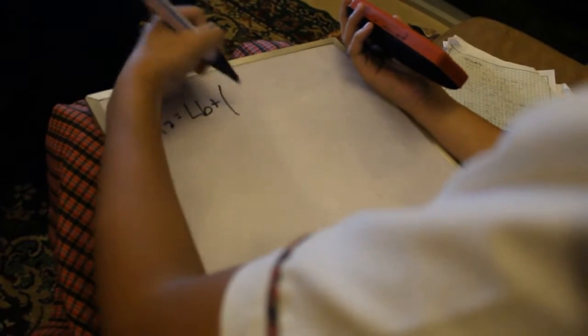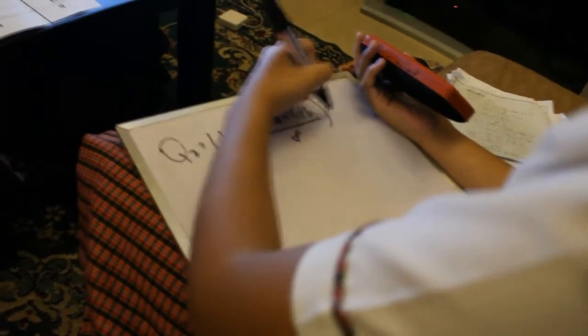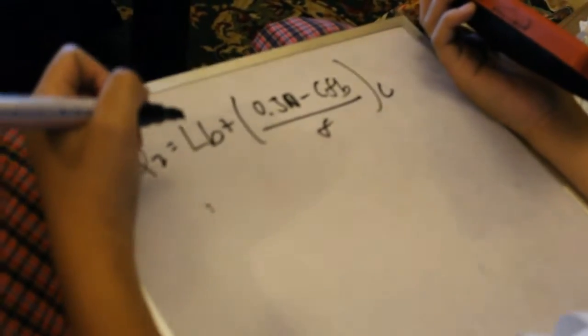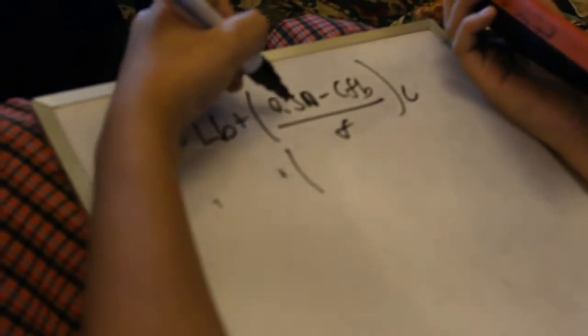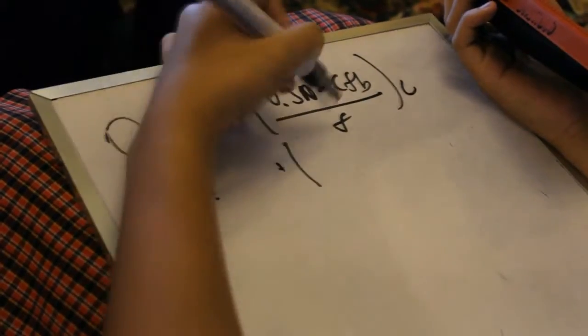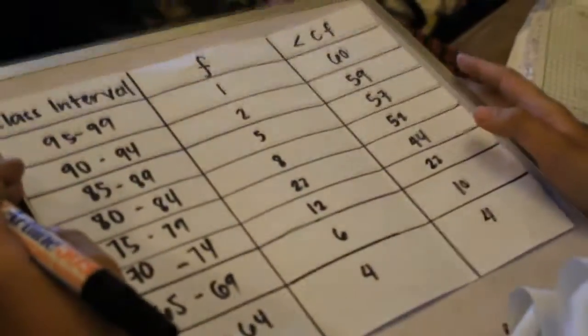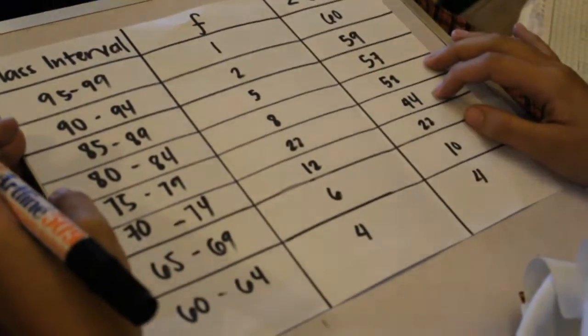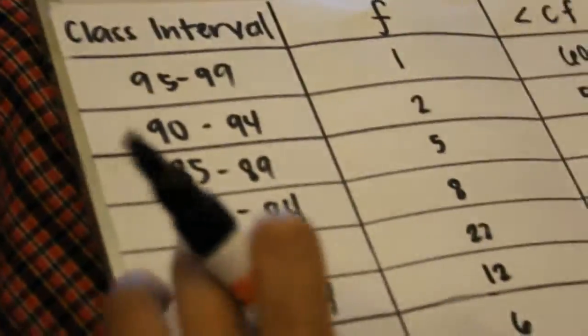Yeah. So the next item we have is Q sub 2. The formula is lower boundary plus 0.5 times N minus CFB all over F times C. First we need to determine the value of 0.5 times N. We multiply the total frequency 60 by 0.5, and the answer would be 30. Next, we look at the table to determine the lower boundary. The nearest or highest number to 30 in the table is 44. The class interval of 44 is 75 to 79. So we subtract 0.5 from 75, and the answer would be 74.5.